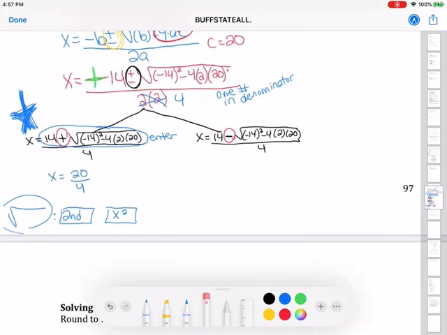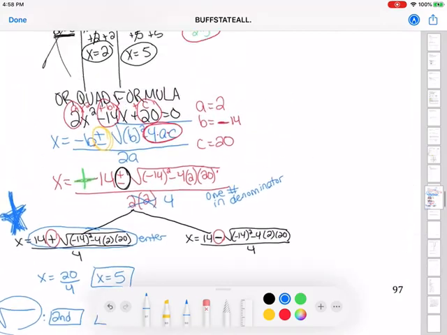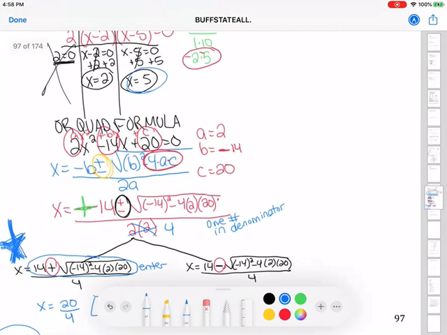Okay? So hopefully we all got that. If we didn't, please reach out to me, okay? Or keep practicing it with the rest of these examples for sure. I keep doodling everywhere. All right, and then my final answer, 20 divided by 4, is just 5. And notice that's one of the answers we got when we factored it.